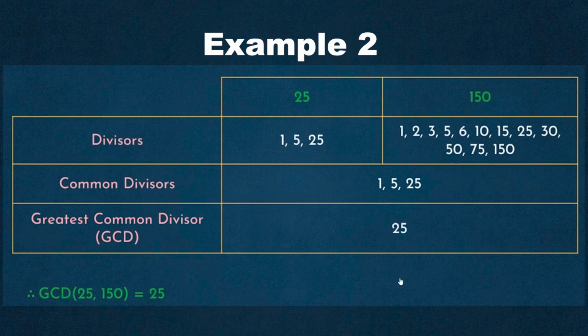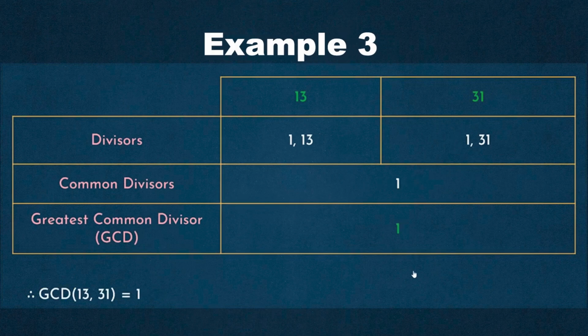Next example: the GCD of 25 and 150. Again the same fundamental rule: 1 and the number itself are already divisors, and for the rest you can go from 2 to half of the element. 2 doesn't divide 25, 3 doesn't divide 25, 4 doesn't divide. So the only divisor after 1 and the number itself is 5. In case of 150, 1 and 150 are divisors by default, and 2 divides 150, 3 divides 150, 5 divides 150. The common divisors are 1, 5 and 25, and the greatest is 25. So GCD of 25 and 150 is 25.